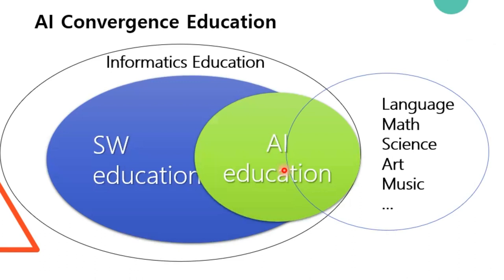I often lecture on AI convergence education to teachers and present the ideal direction for education in Korea. This diagram represents the direction I pursue. First, teaching computational thinking through software education and AI education in the informatics subject. Then, moving forward by integrating with other subjects to solve problems in the curriculum.